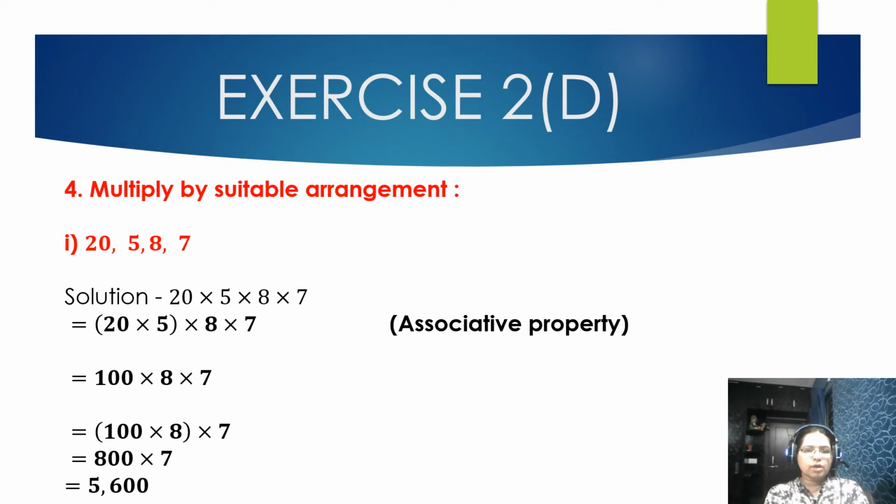Now we'll solve question number 4. Multiply by suitable arrangement. First bit is 20 multiplied by 5 multiplied by 8 and 7. These are 4 numbers, and we have to multiply these numbers using suitable arrangement.